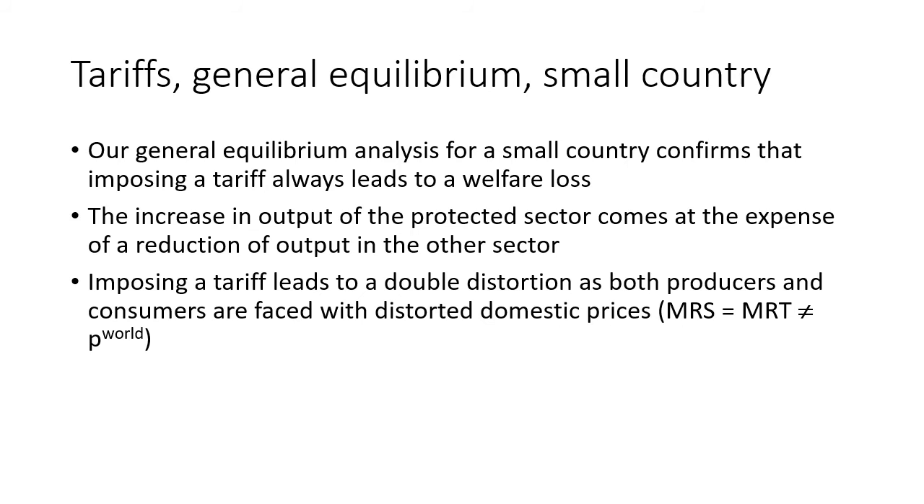We've shown that production shifts more to the protected sector, and unfortunately the other sector is reduced. We've also shown that there's a double distortion that happens in the market affecting both producers and consumers. And in the end, what we find is that the marginal rate of substitution is not equal to the marginal rate of transformation, which is not equal to the original world price because of this distortion that comes into effect. So this is something that you need to consider.